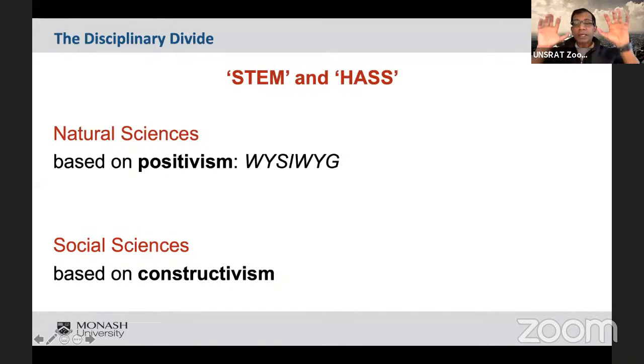There is a big reason why there is a division between these two big clusters, and that is that in STEM or natural sciences, knowledge is based on positivism. In my next slide, I will explain what ontology and epistemology are. So positivism means, can anyone tell me what this means? Anyone here? This is like an acronym.